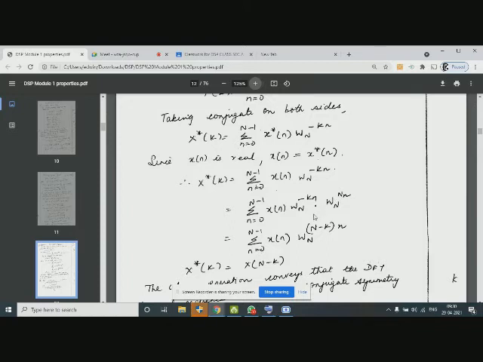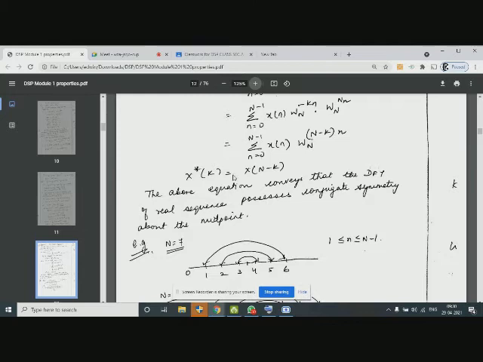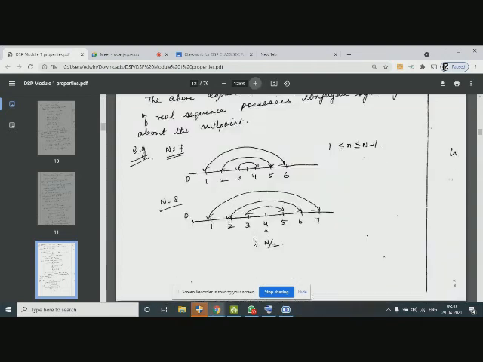Got it, everyone? Okay. So the above equation conveys that the DFT of a real sequence possesses something called conjugate symmetry about the midpoint. So that means suppose capital N equal to 7, the midpoint would be what? 0 to 6 you will take. So you don't have a mid value for that. So between 3 and 4 you draw a line.